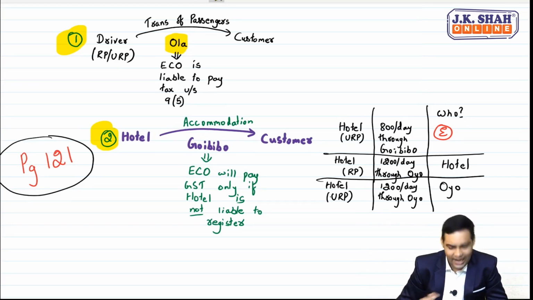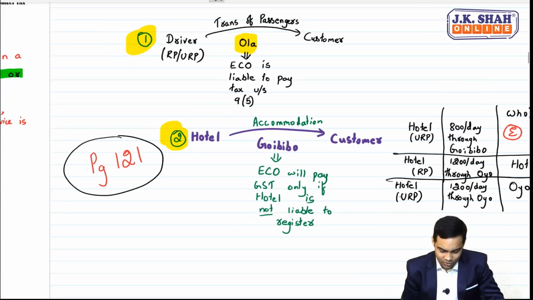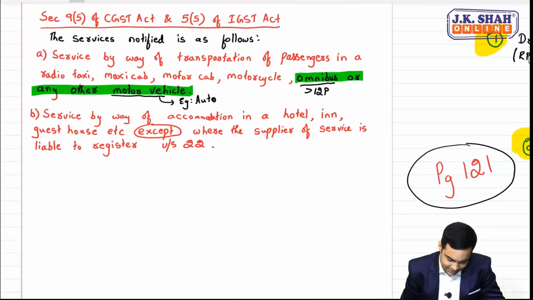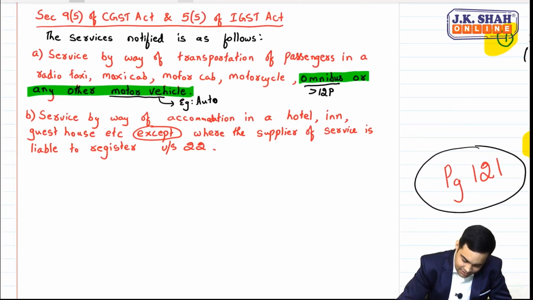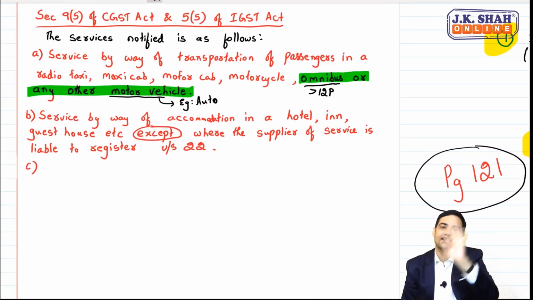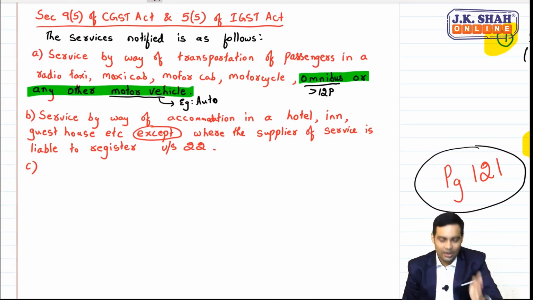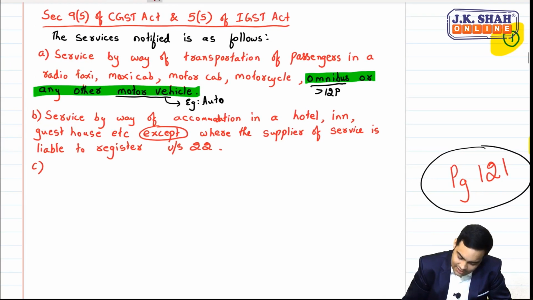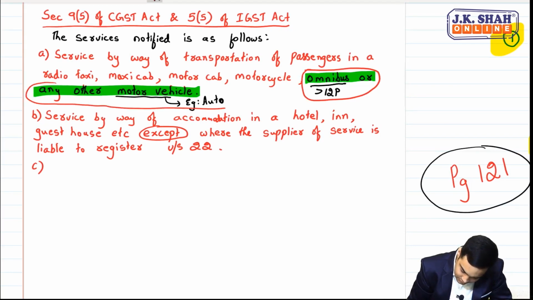Okay. Now, I'll allow you and give you time for this. I'll show you this again. But let's write the third part. And let me tell you, B is the same as it was. There's no amendment in B. The amendment was in A, this part. This part was the amendment.